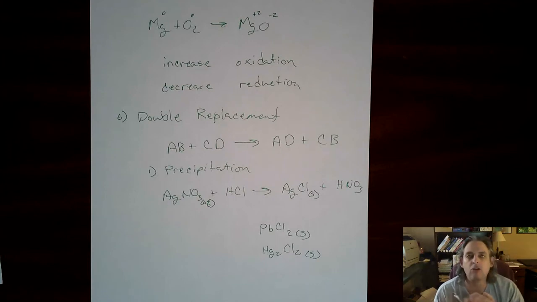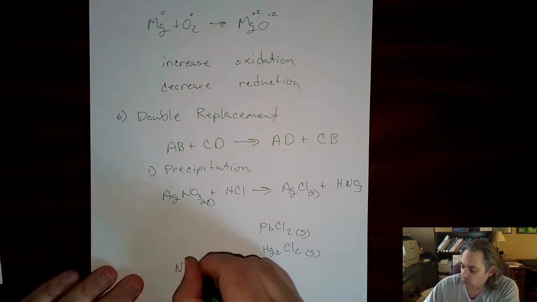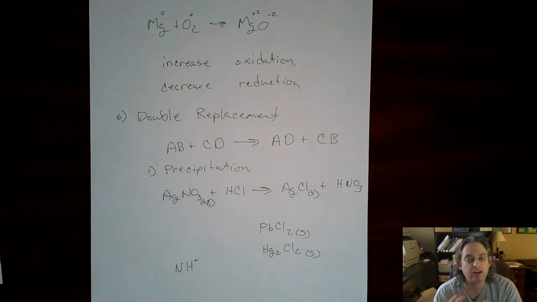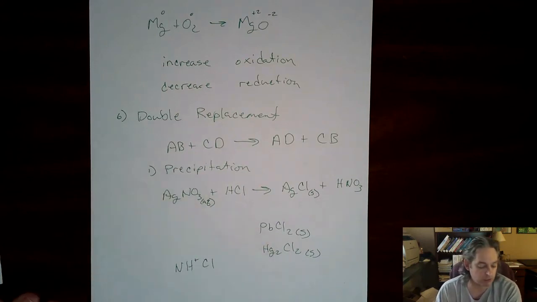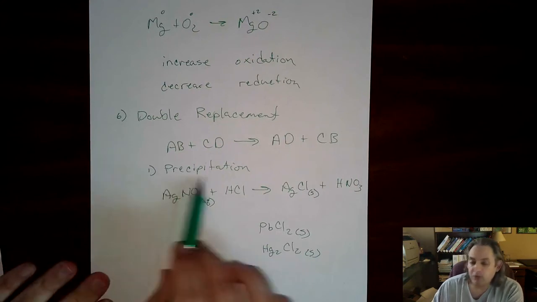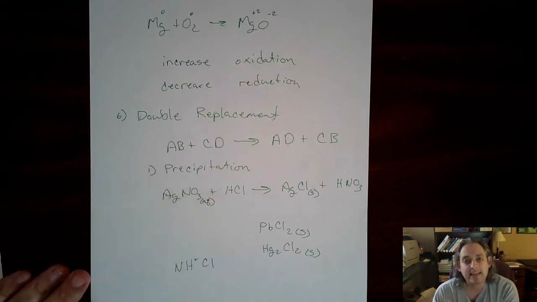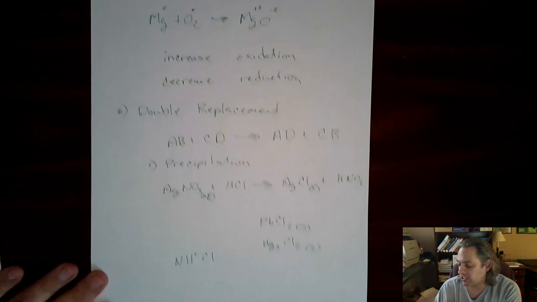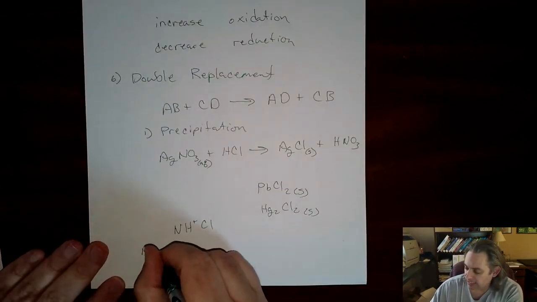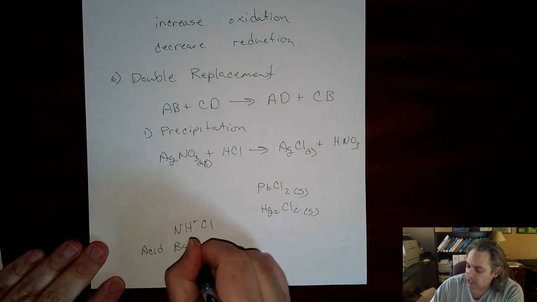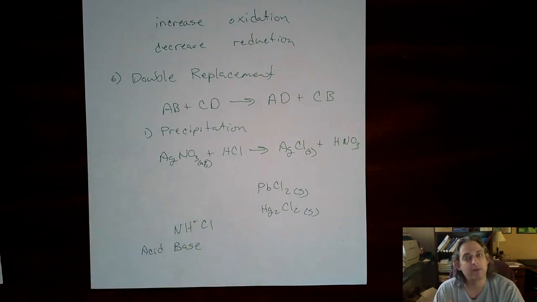And then also any ammonium ion, the NH4+ ion. If NH4+ is bonded with something, let's say ammonium chloride, that would also dissolve in water. So the precipitation reaction is a type of double replacement reaction. Another type of double replacement reaction is an acid-base reaction. An acid-base reaction is exactly what it says. It's whenever we have an acid and a base reacting together.